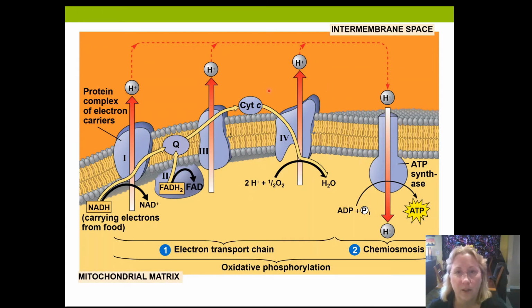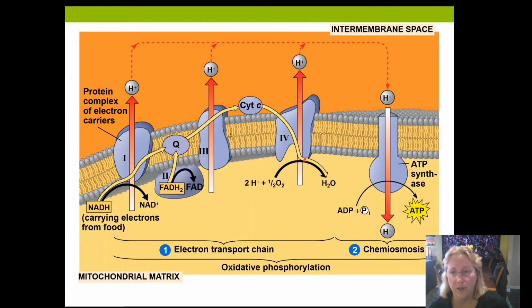So here's a close-up of the inner membrane of the mitochondria. This is that membrane of the ancient bacteria. That's where the electron transport chain is. It's in the membrane of that ancient endosymbiotic bacteria. So up here, the orange, this is the intermembrane space. This is the space in between that ancient bacterial membrane and the eukaryotic membrane. And then down here, this is the cytoplasm of the ancient bacteria, the mitochondrial matrix.